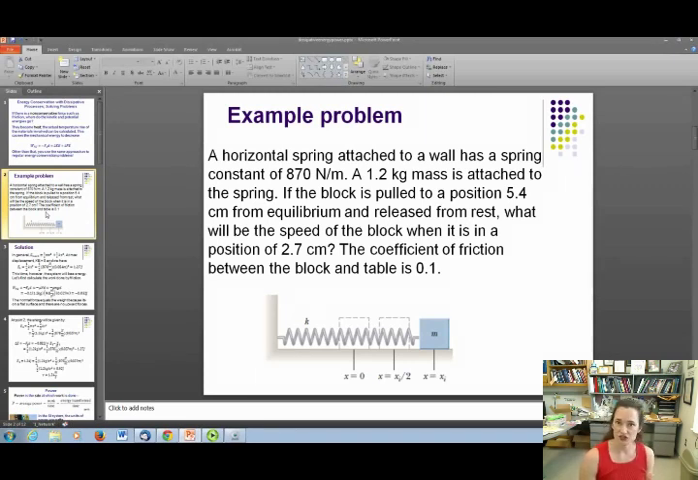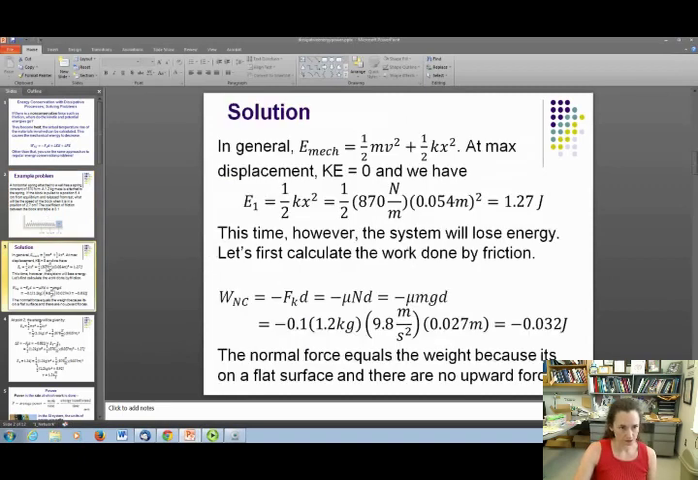And so what that should do, we can make a prediction, is if there's friction, it should decrease the speed as compared to our example problem from last time. So let's see how it works out.